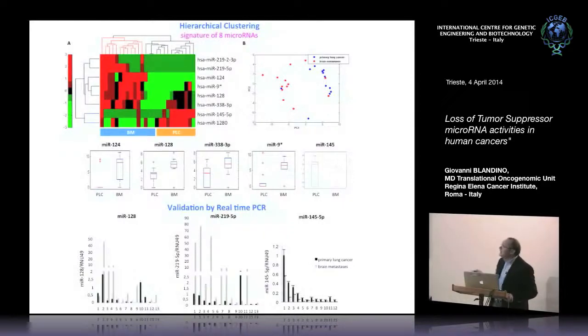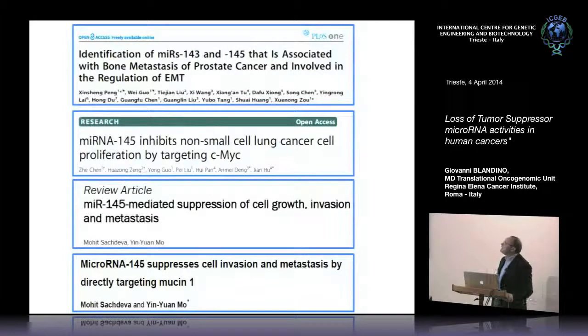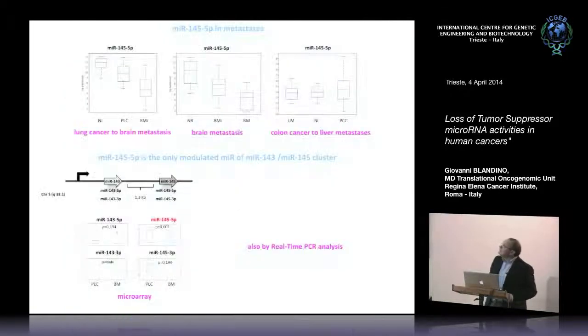Of course, we always go through a validation by real-time PCR as an additional approach to validate this data, and these were confirmed. Again, we focused our attention on miR-145 because there was already some evidence suggesting that 145 downregulation could be involved in some way in metastasis, with evidence in cell lines, in cell invasion, in cell growth, and so on. So we started to analyze different aspects of this.